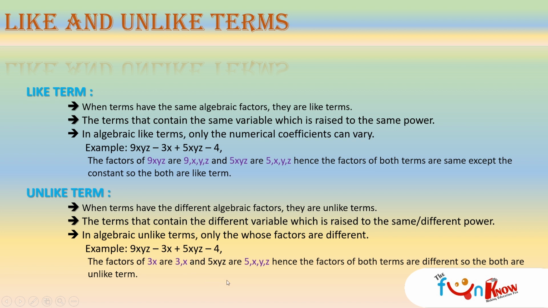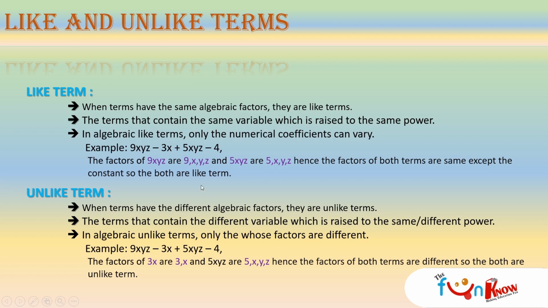Hence, these two terms will be known as unlike terms, right? Because they are not the same as each other. These two terms will be unlike terms. So 3x and 5xyz or 3x and 9xyz will be unlike terms because they don't have the two variables y and z in common between them.